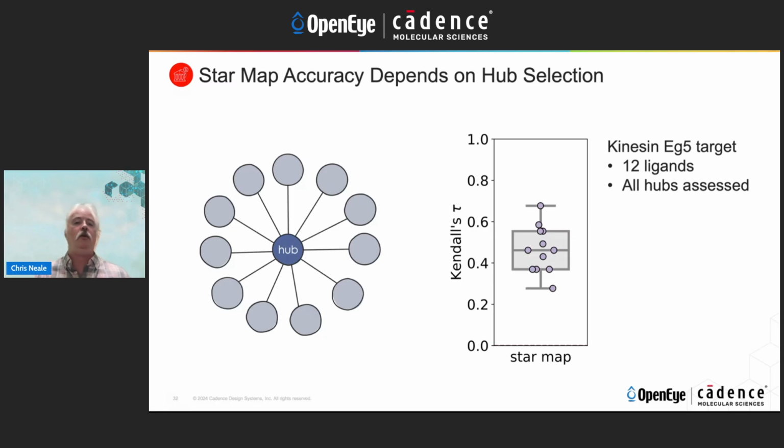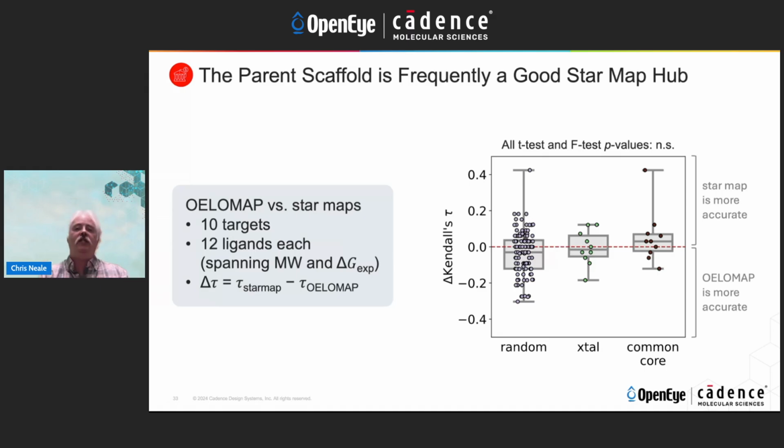And then from that, we can back out what the resulting predictions would have been if we had used any one of those ligands as the hub. So that gives us 12 different star maps and 12 different sets of predictions, each of which has its own Kendall's tau to experiment. And that's the distribution that's shown on the right here. These are the same calculations with the same method and the same ligands. But depending on which hub I pick, I can get a Kendall's tau between 0.3, basically useless, to 0.7, highly predictive.